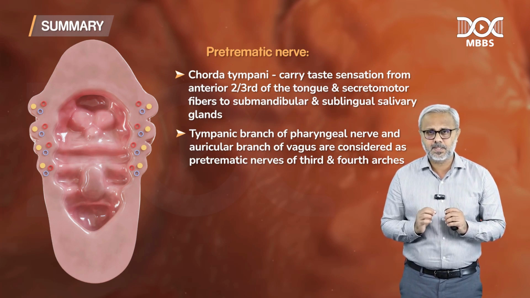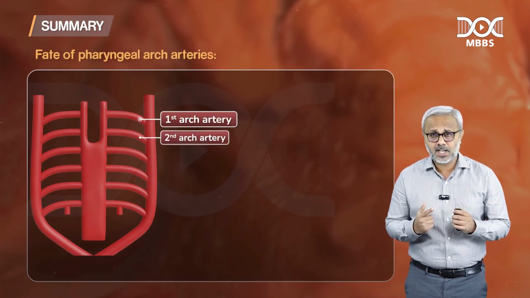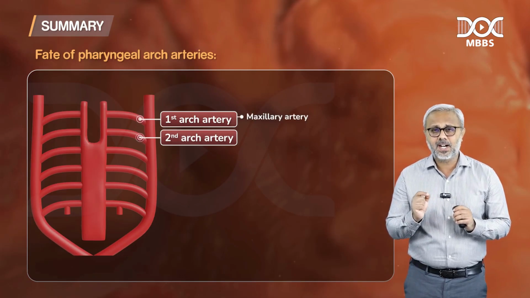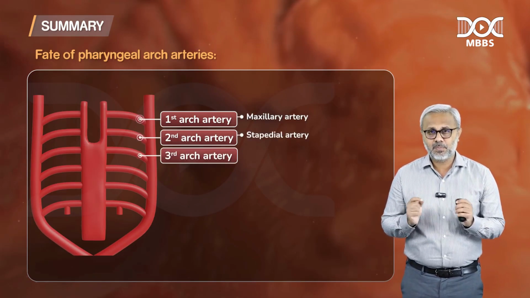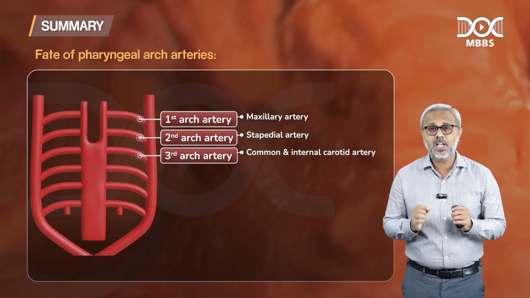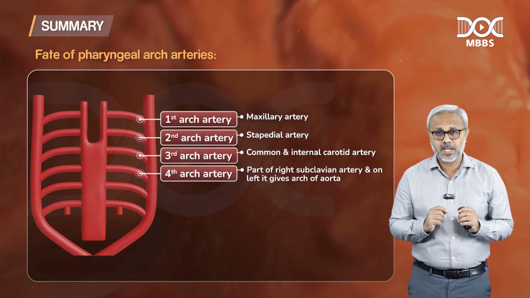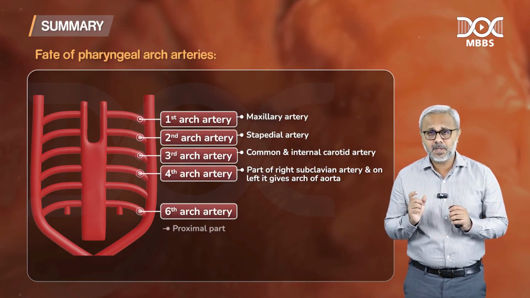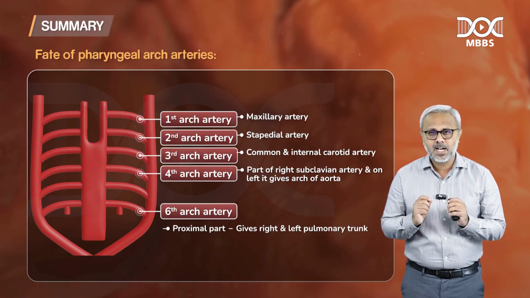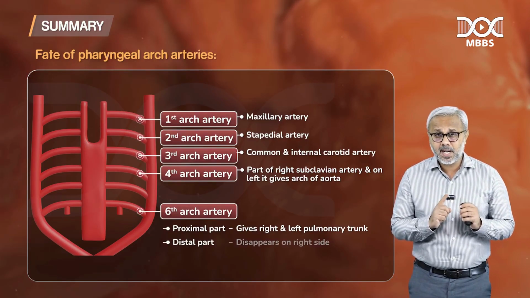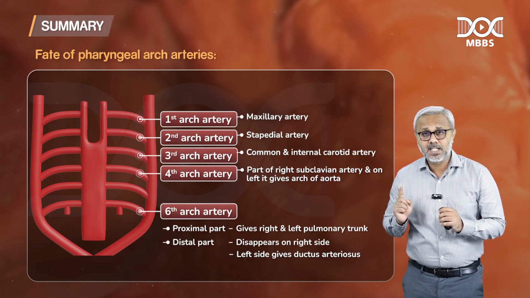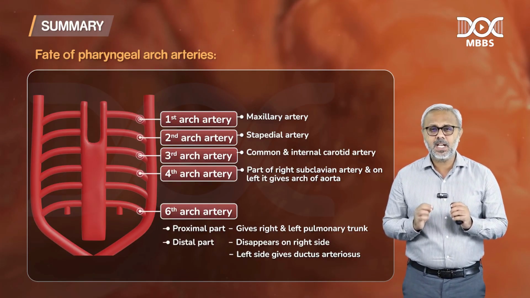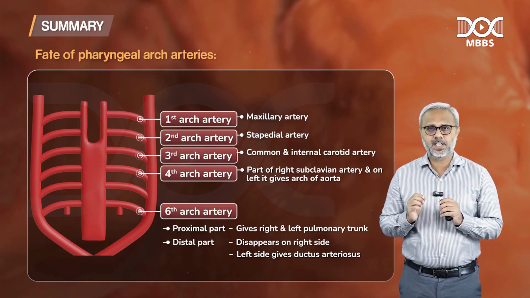of their respective arches. Arteries: the first arch artery and second arch artery usually disappear, giving rise to the maxillary artery and stapedial artery. Third arch artery on both sides gives rise to the common carotid and internal carotid. Fourth arch artery on the right side gives rise to the subclavian, on the left gives rise to the arch of aorta. The sixth arch artery, the proximal part on both sides gives rise to the pulmonary arteries, whereas the distal part of the right sixth arch artery disappears and the left distal sixth arch artery forms the ductus arteriosus, which forms the anatomical basis behind the differential relation of the right and left recurrent laryngeal nerves.